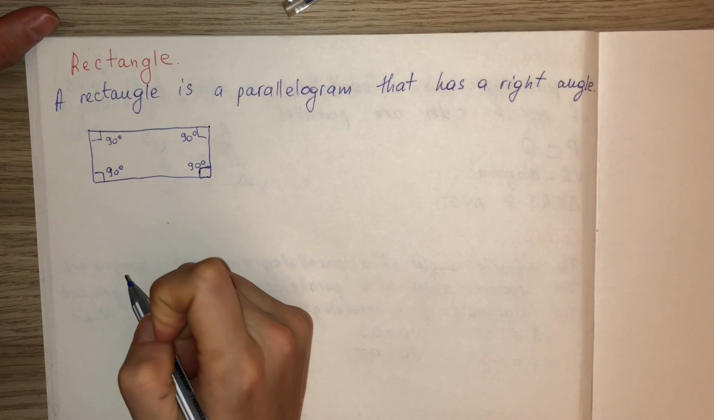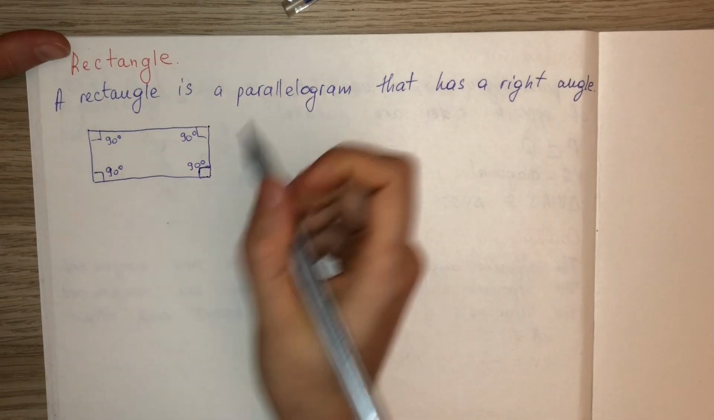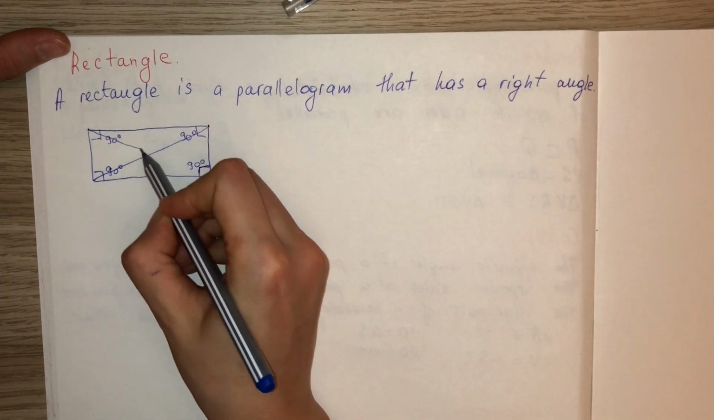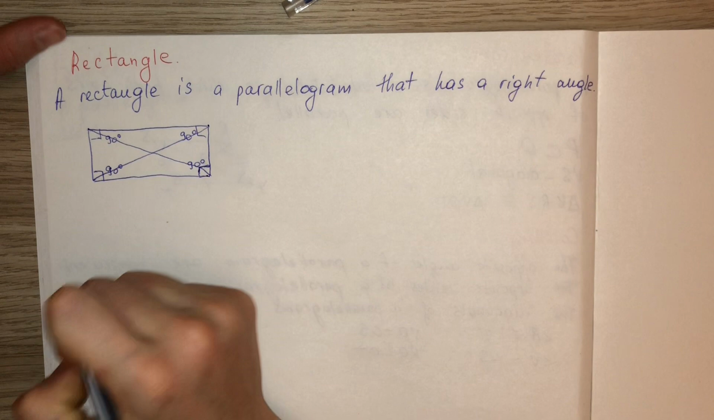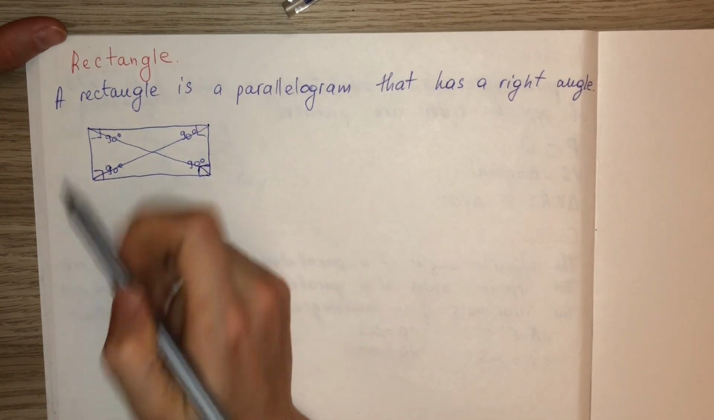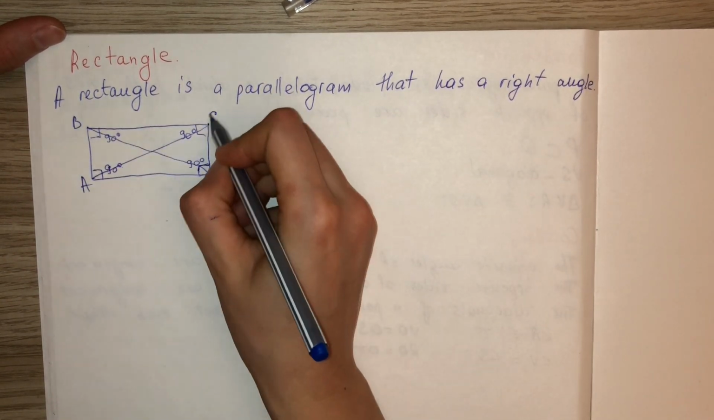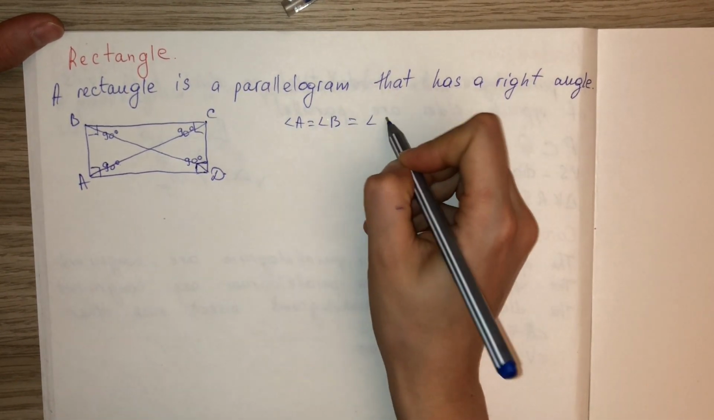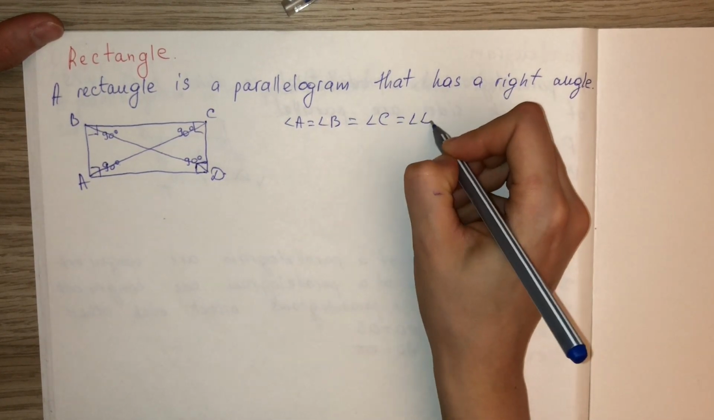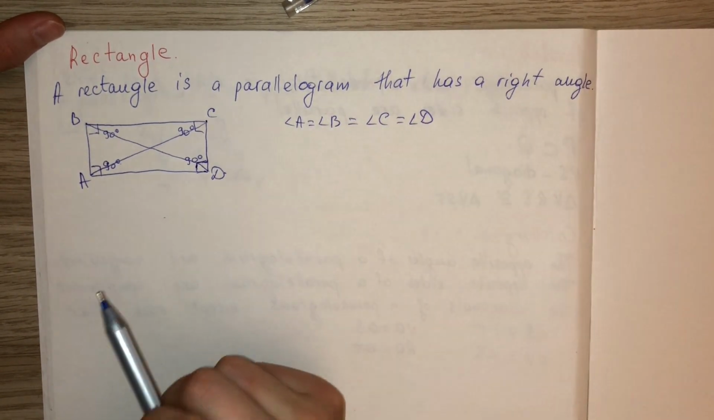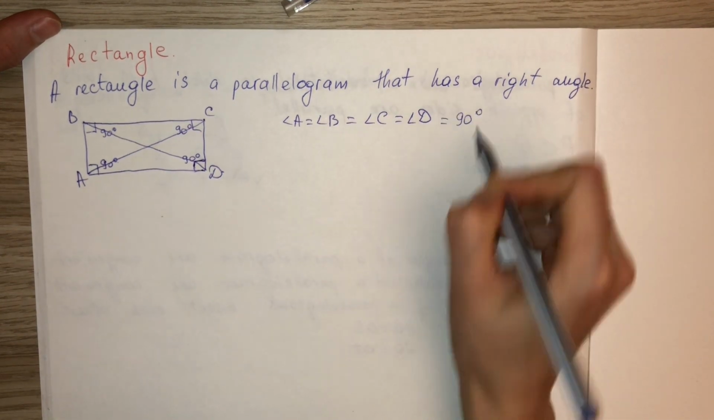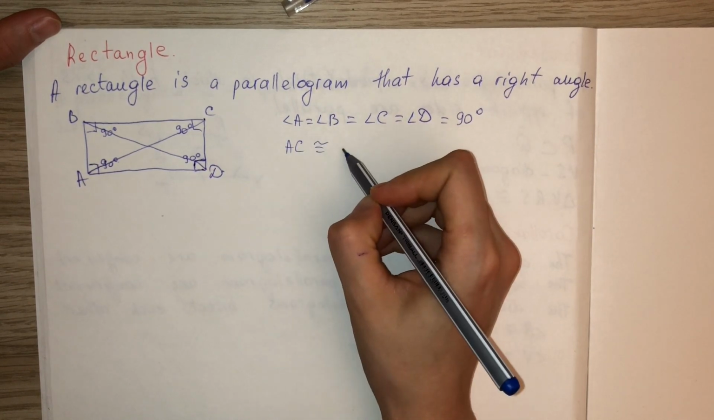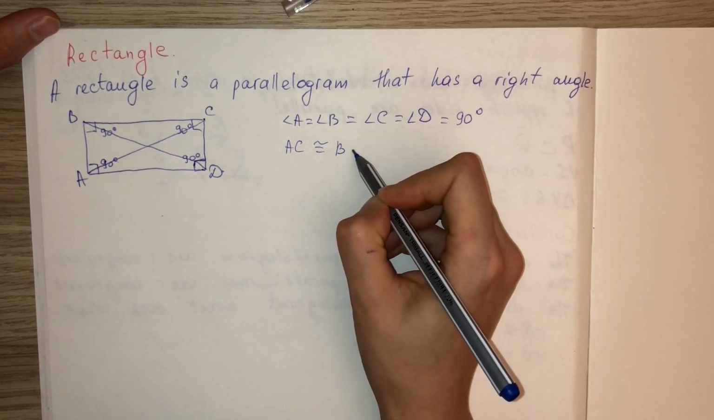And also the diagonals of a rectangle are congruent. The diagonals are congruent. It means that they are equal to each other. Let it be A, B, C, and D. Angle A is equal to B and is equal to C, and also C is equal to D, and it's equal to 90 degrees. Also AC is congruent to the diagonal BD.